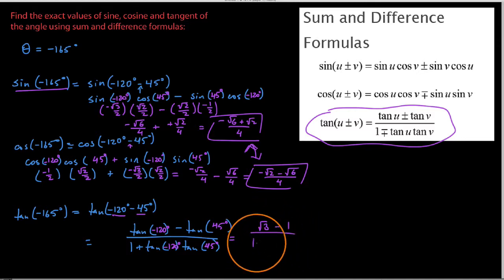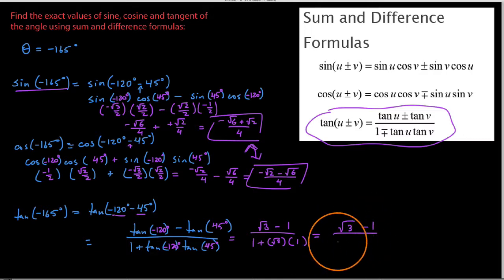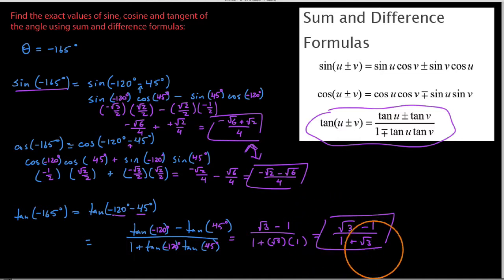And this is all over 1 plus now this times this, where we have tangent of negative 120 again is root 3. And then this would be times the tangent of 45, which is 1. So simplifying this, we get root 3 minus 1 over 1 plus root 3, which is not a simplifiable expression, but is the exact value for that thing.